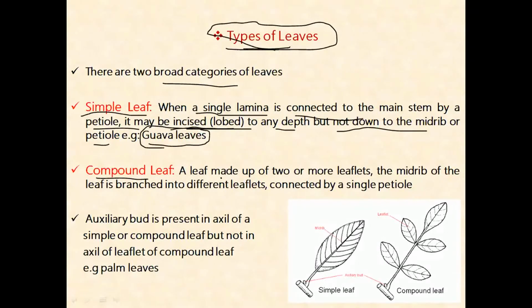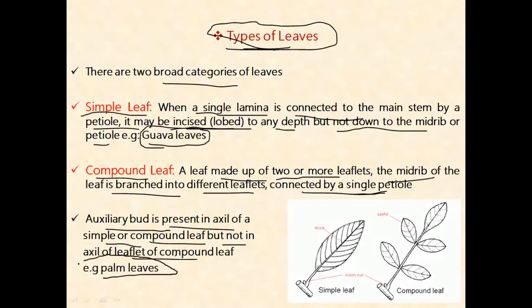The next type is the compound leaf. Here, a leaf is made up of two or more leaflets, and the midrib of the leaf is branched into different leaflets connected by a single petiole. The next important point is that an axillary bud is present in the axil of the simple or compound leaf, but not in the axil of the leaflet of the compound leaf.